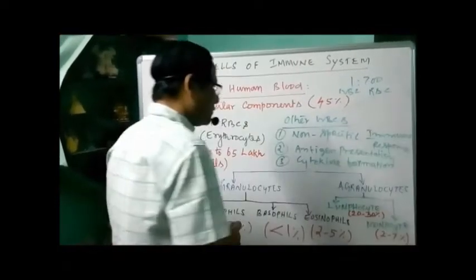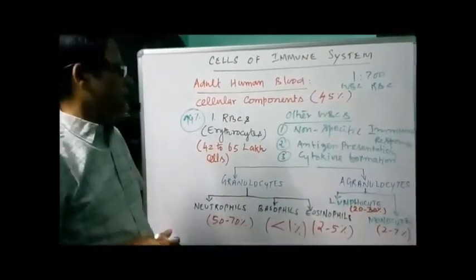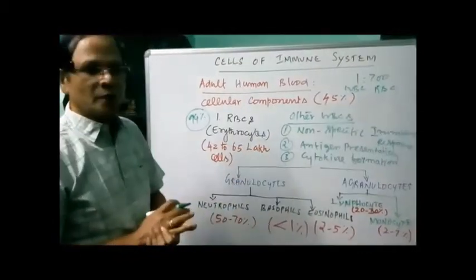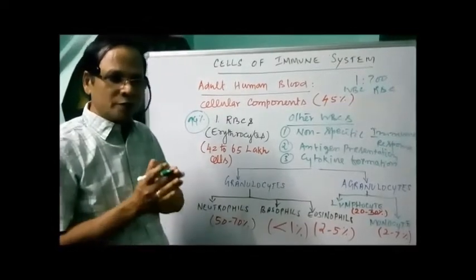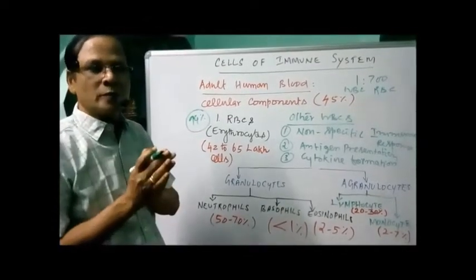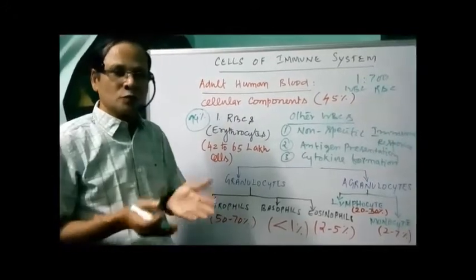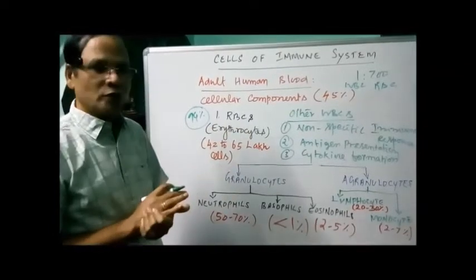So lymphocytes are the major cells involved in the immune system. Other cells, that means other WBCs, are also involved, in the non-specific immune response. The specific immune response is brought about by the antibodies. The non-specific immune response is mostly by the cells, the innate immunity production.